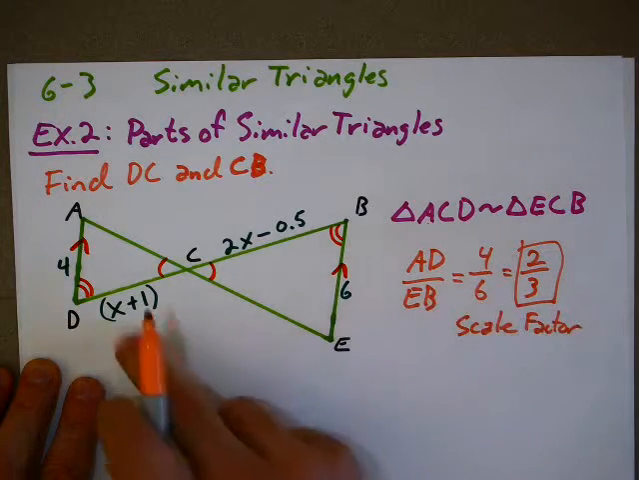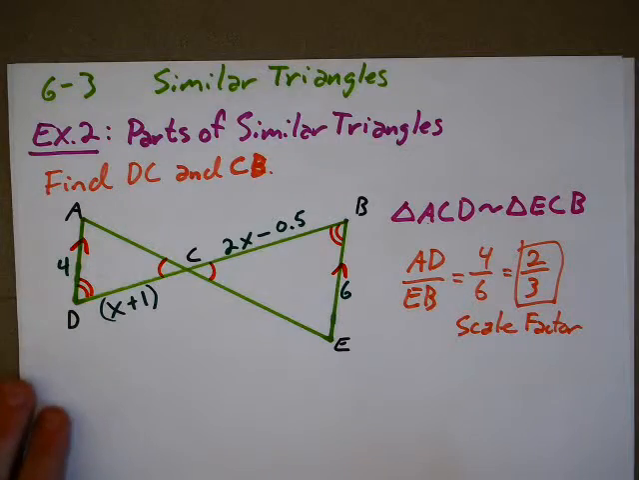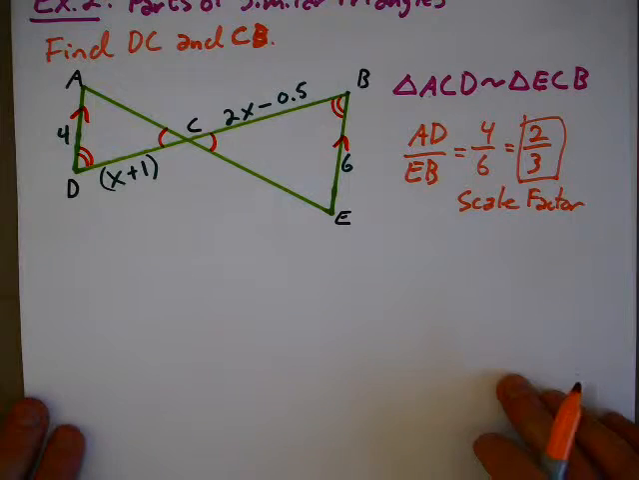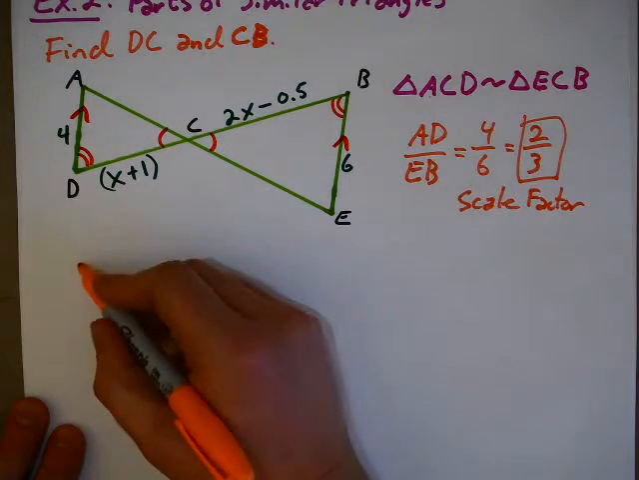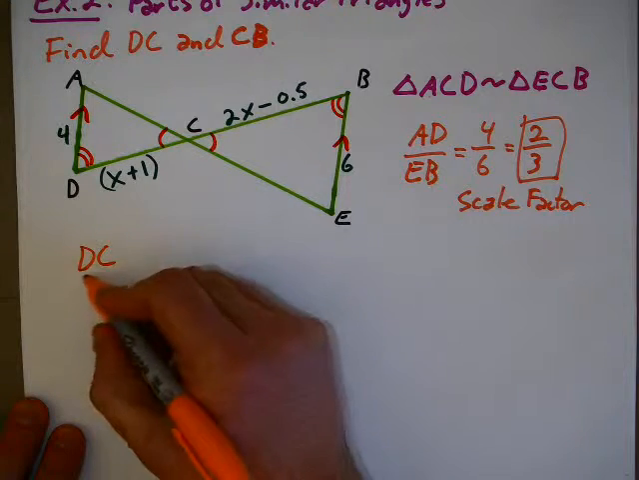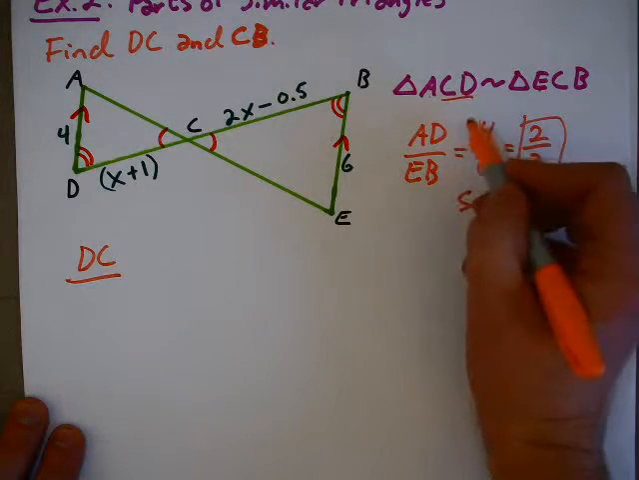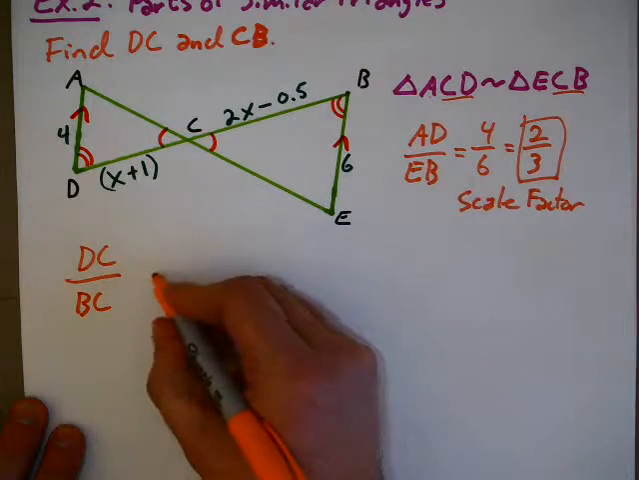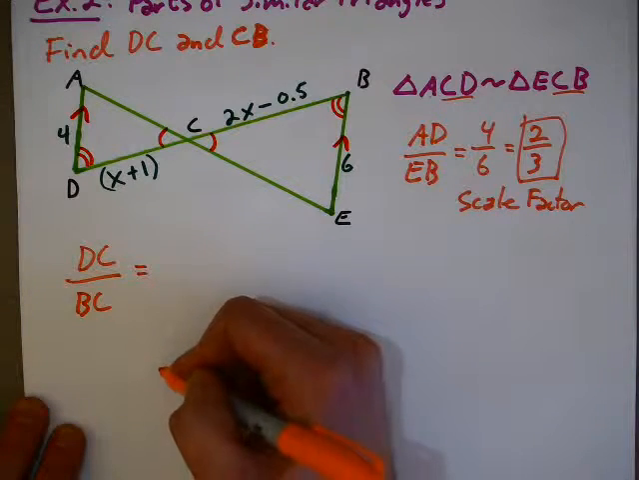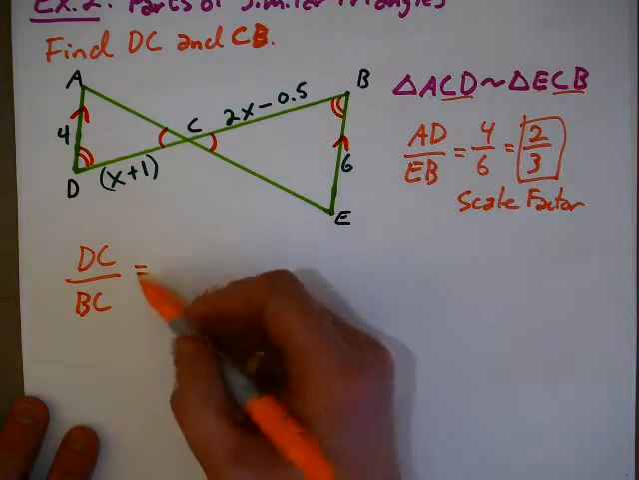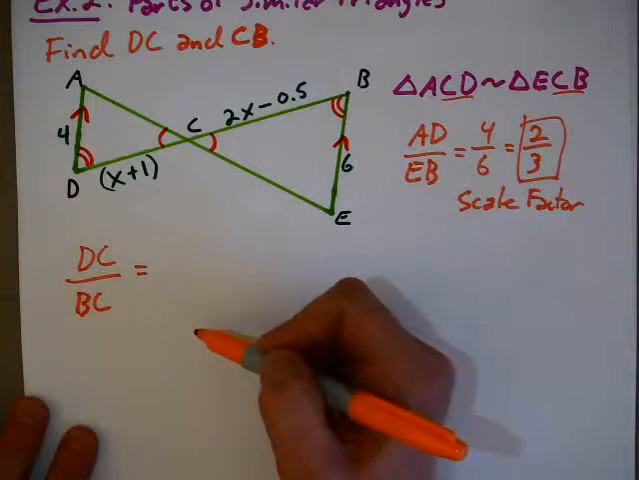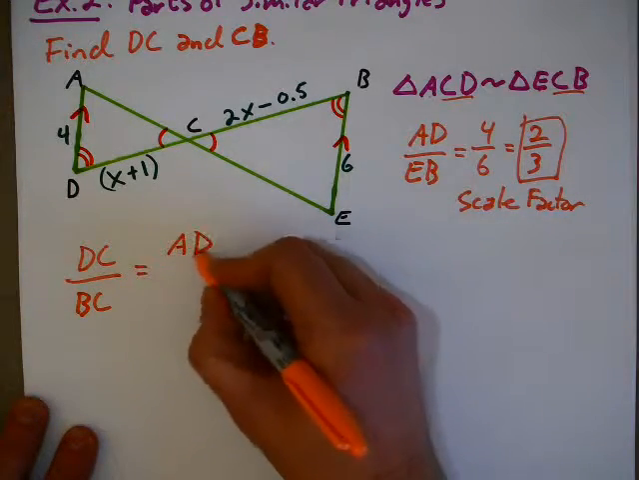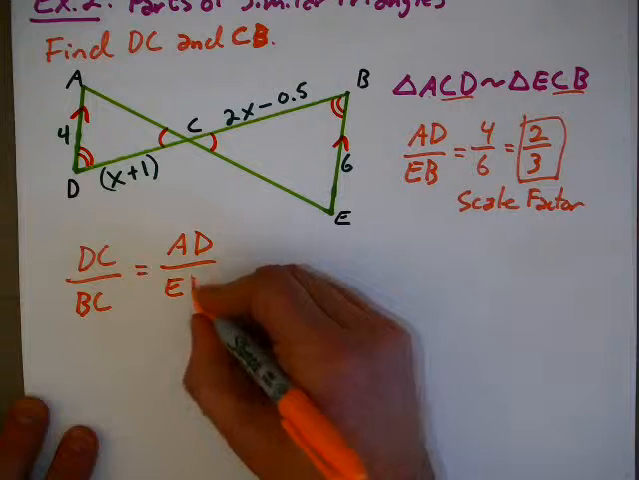So I'm going to use that scale factor to find our variables. And so what I need to do is find out what side DC corresponds to. So DC, or CD, you can name it either way. I see here that DC is the second two, so that's going to correspond to BC, or CB, you can name it either way. So I'm going to set up a proportion that has DC over BC equaling AD over EB.